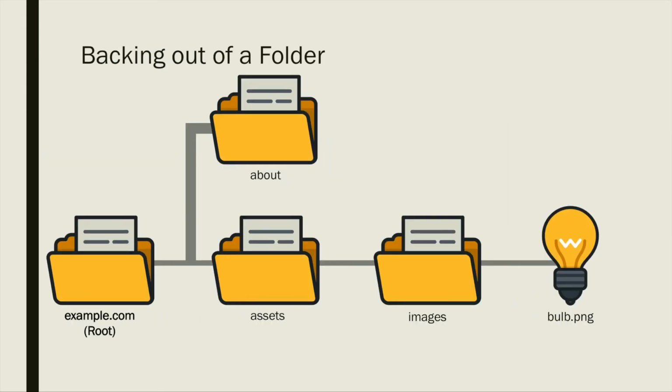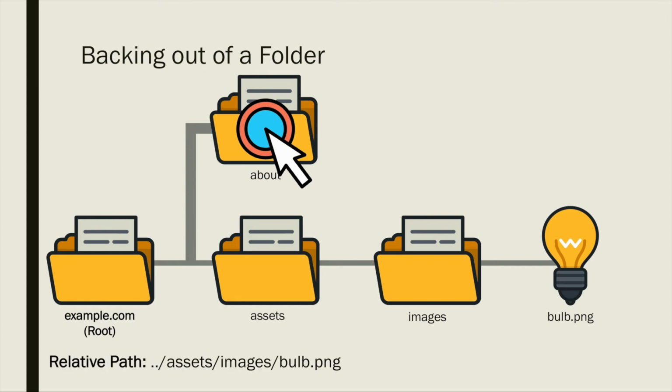Let's take a look at what it's like backing out of a folder. So, if your file is inside the About folder and we need to find the bulb image, that means that we are actually going to have the relative path of ../ That means that we're backing out of the current folder and going into a new one. In this case, we're going out of About into Assets, Images, and finding the bulb.